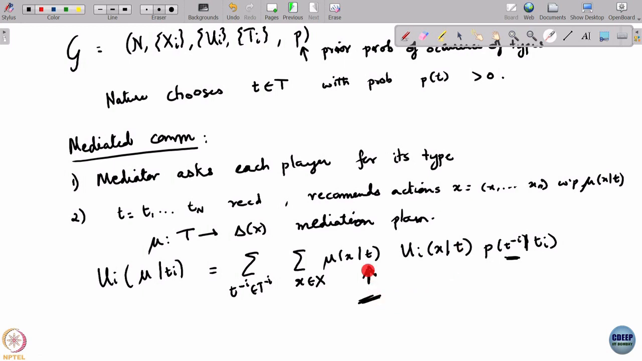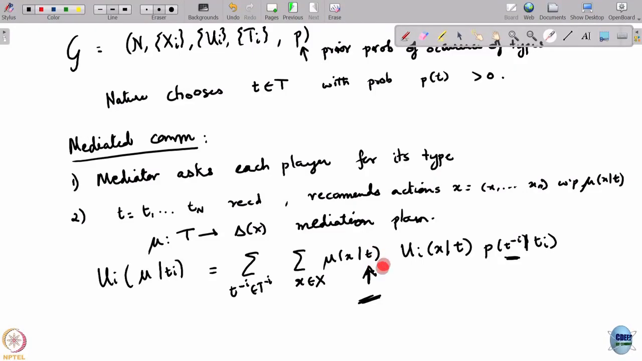But the mediator is going to recommend an action based on reported types. Is this clear? So this is the payoff that players would receive if all players report their types truthfully, and the player knows his own type, and the mediator chooses a mediation plan mu. If players had reported some other types, then that is what would appear here. It would not appear here because this is in fact their true type, but it would appear here because the mediator would choose actions based on reported types. Is this clear? Okay. So, this, remember, is the reported type.